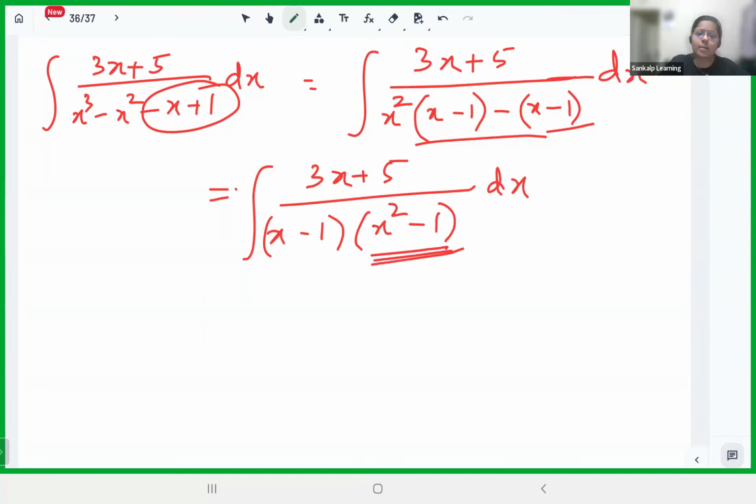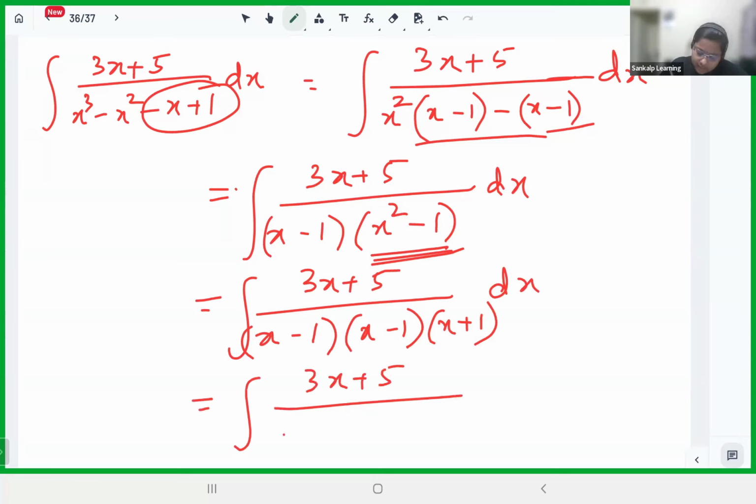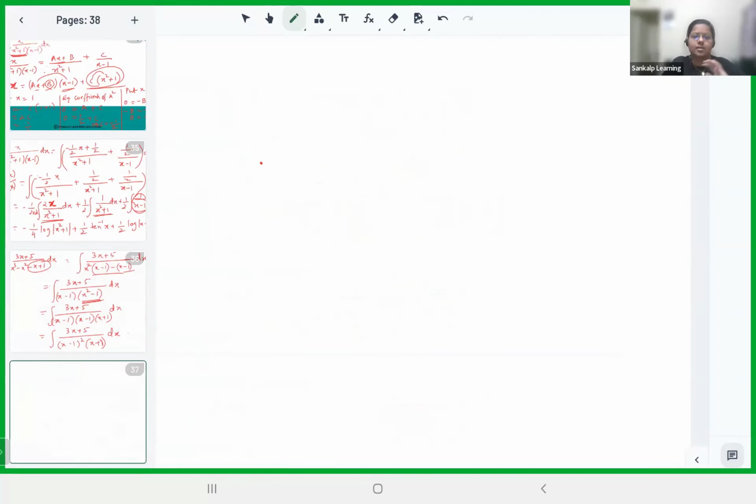And this is of the form a square minus b square. What is it? A minus b into a plus b. Right? So integral 3x plus 5 divided by (x minus 1) into (x minus 1) into (x plus 1) dx. So this is actually integral 3x plus 5 divided by (x minus 1) the whole square into (x plus 1) dx. Now we can apply partial fractions. We have done such a problem earlier, but again we can do it.